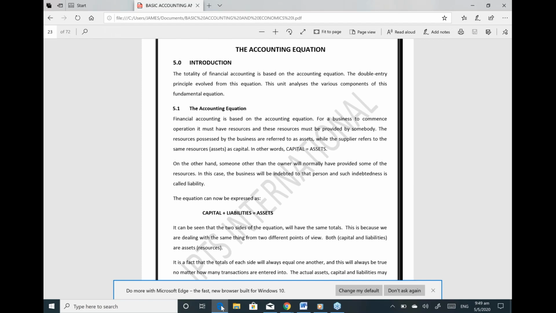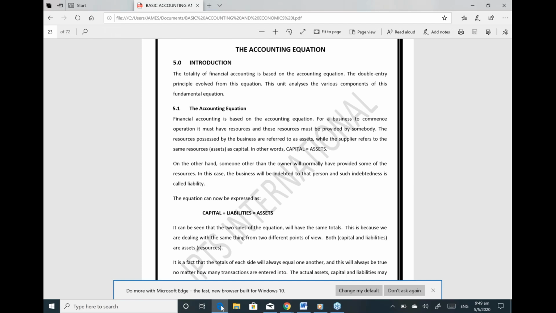When we talk about assets, we are talking about your fixed assets and your current assets. While the assets are the resources, the supplier of the resources is referred to as capital. Somebody who supplied the money is known as capital. In other words, capital is equal to asset. That means if you add your fixed asset to your current asset, all you have at the end of the day is your capital. If you don't have anything on the other side of your account, then you carry it forward as your capital.